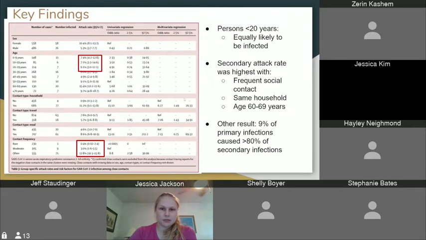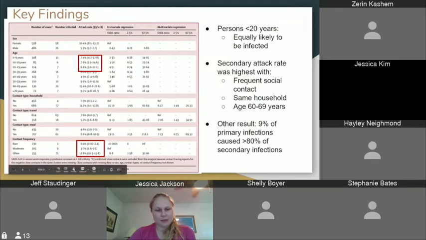Another interesting result that they didn't put into a chart is that apparently 9% of the primary cases caused over 80% of the secondary. So there was a fair amount of dispersion in who was infecting everybody else. And some people had a disproportionate contribution.